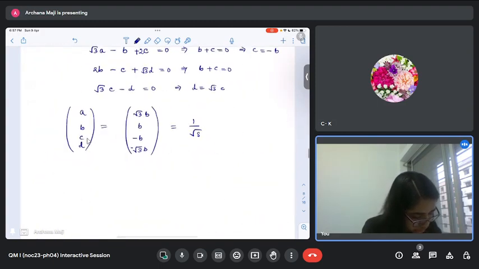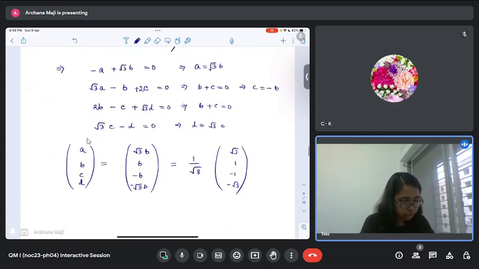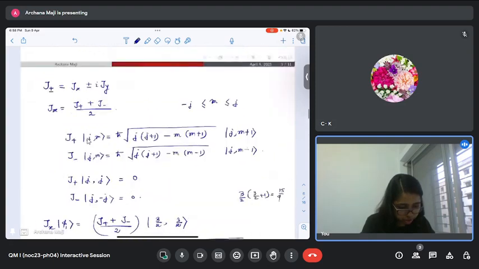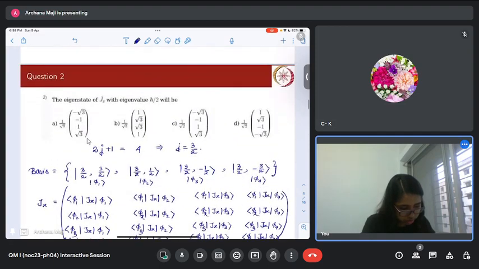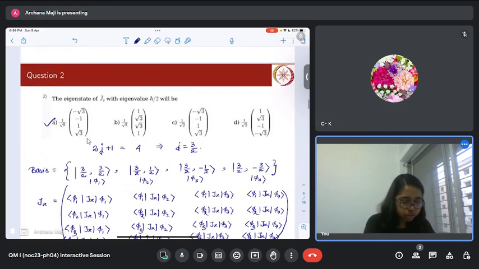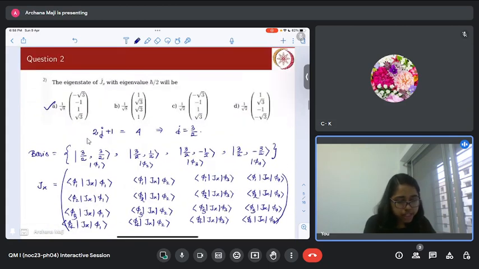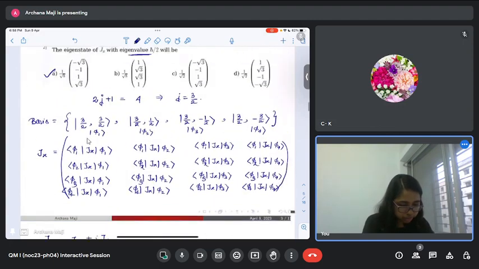1 over square root 8, square root 3, 1, minus square root 3. I think up to a minus sign it matches with option A. Let's see. So option A, right? You can absorb your minus sign, so eigenstates are still eigenstates if you multiply by some constant c. That's the point. So A is the right option. Fine.